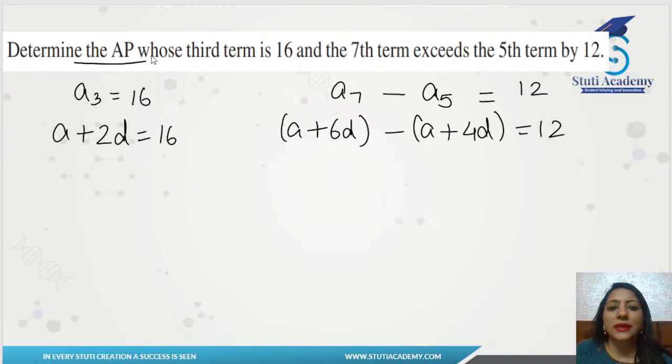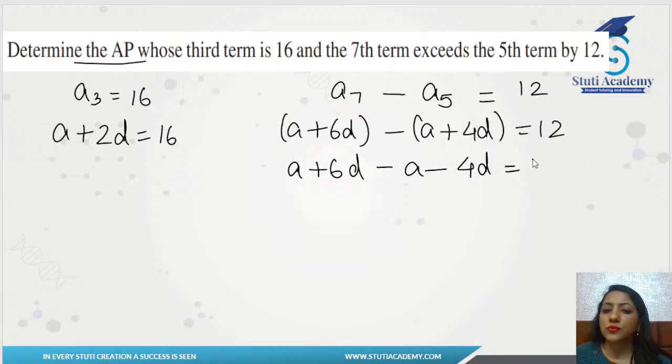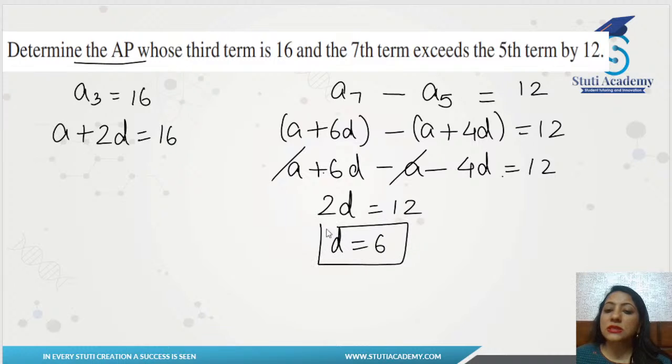We need to solve for the AP. In order to determine the AP, we need to have the first term and we need to have the common difference. Now I have written here (A plus 6D) minus (A plus 4D) is equal to 12. Now this is A plus 6D minus A minus 4D is equal to 12. I'm just trying to simplify this. A will get cancelled. 6D minus 4D will give us 2D is equal to 12. So D is 6.